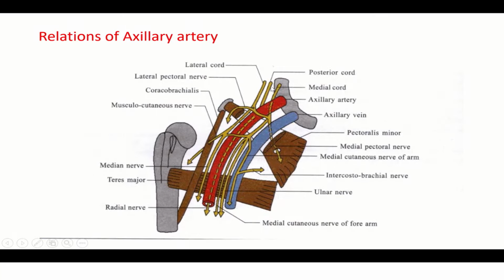You can see here. So this is the first part. You can see the posterior cord and lateral cord are lateral, and the medial cord is posterior. And in front you can see a communication between the medial pectoral nerve and lateral pectoral nerve.